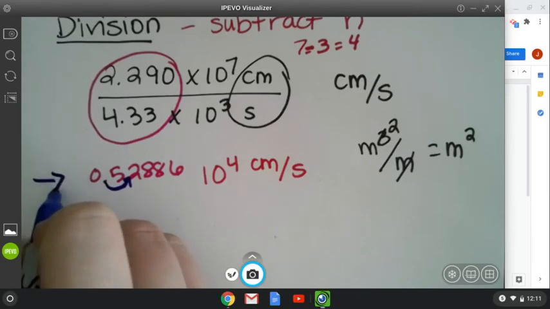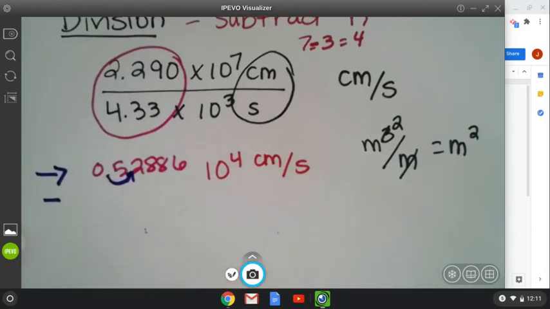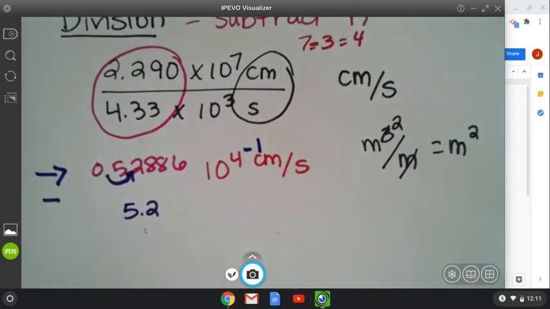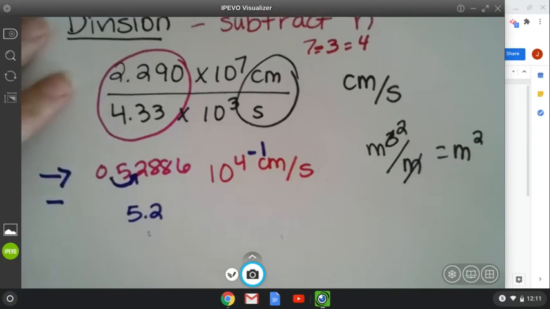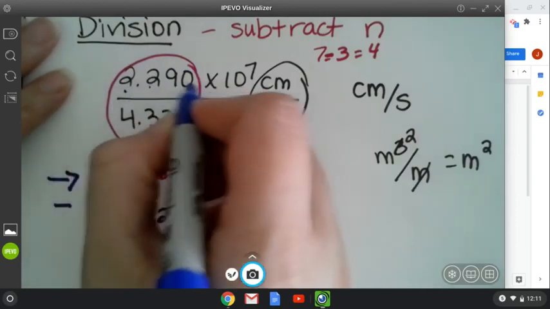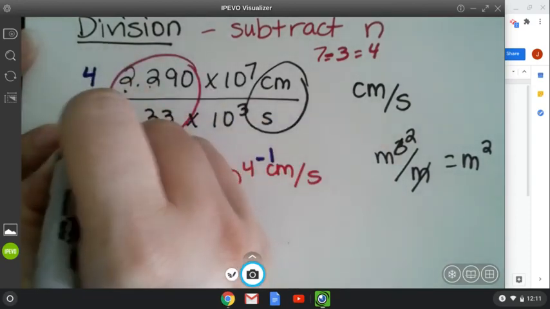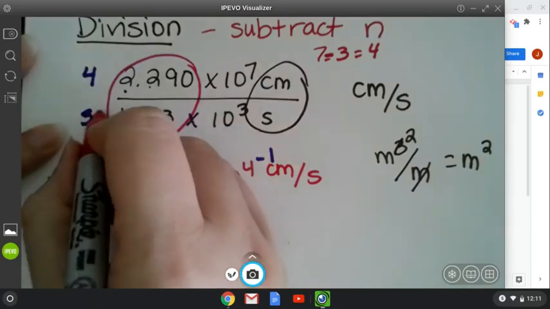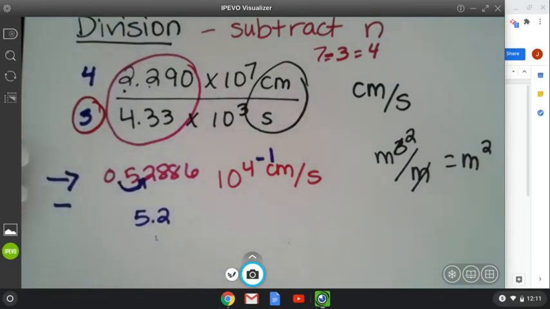So again, if we're moving this way, we're going to subtract. I'm going to subtract 1 from my exponent. I end up with 5.2. I'm going to do this in the same step. I want to make sure my sig figs are right. Let's look at our sig figs up here. So our first one up here, we have 1, 2, 3, 4 sig figs, and this will have 3. When you divide, you're going to keep the sig figs with the least number. Our least number of sig figs would be 3. So my final answer needs to have 3.